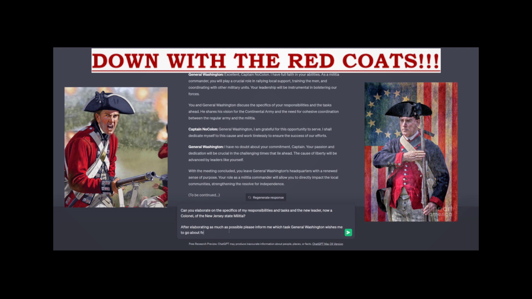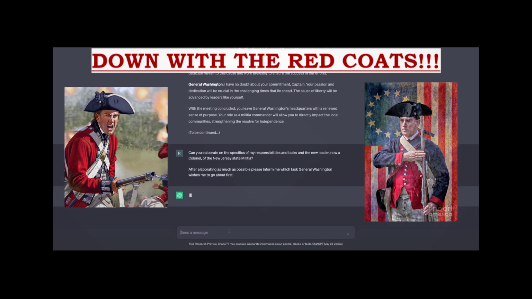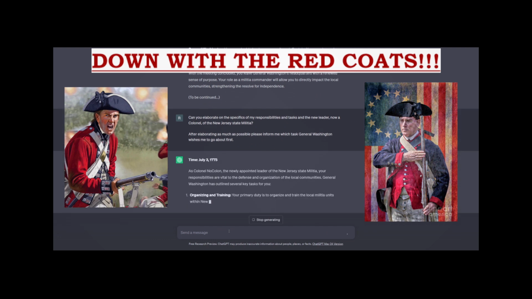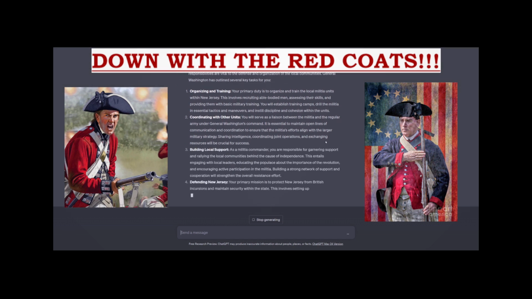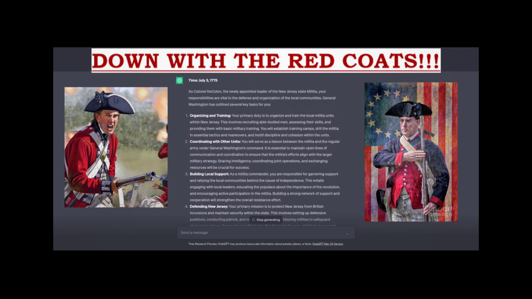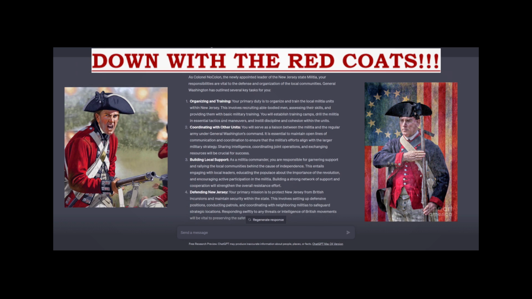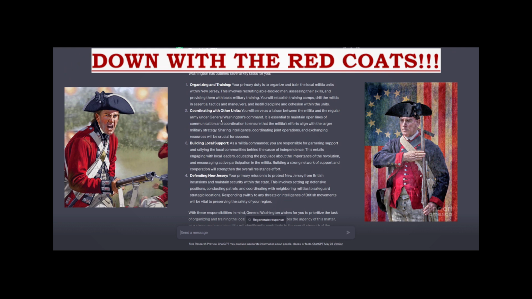Now I'm Colonel No Colon. Ironic, because colons don't do well with colonels. Newly appointed leader of the New Jersey State Militia, your responsibilities are vital to the defense and organization. Okay, so I'm responsible for these 4 things. Organizing and training, which is my primary duty, is to organize and train local militias within New Jersey. This involves recruiting able-bodied men, assessing their skills, and providing them with basic training. I need to coordinate with other units, so I'm going to have Ford establish a connection between whichever regular units will be within New Jersey. I need to build local support, and I need to defend the colony, now a state.